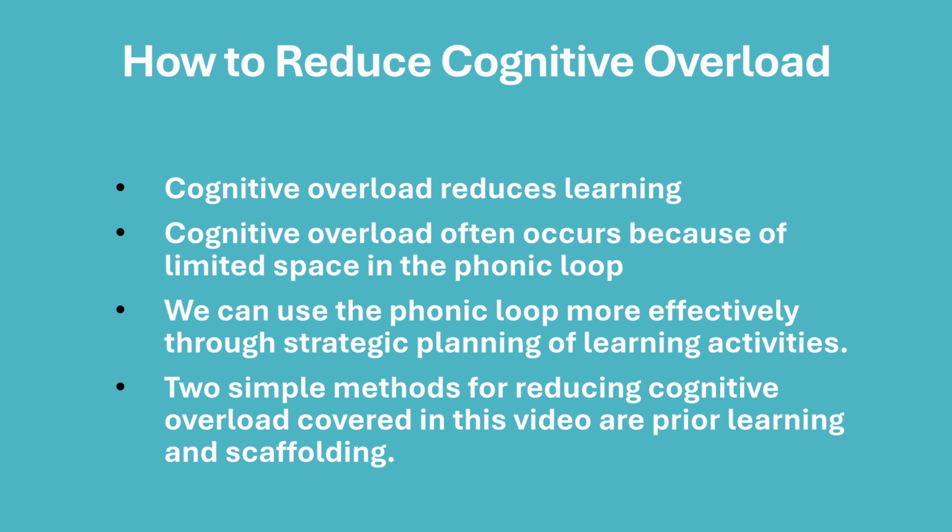Two simple methods that we went over to reduce cognitive overload are prior learning, remember the times tables, or the understanding of vocabulary. If you know what a word means, then you've linked it to an idea or a concept. And scaffolding. How do we plan the lesson? What are we doing? When we're doing these things, we're following the science of learning.